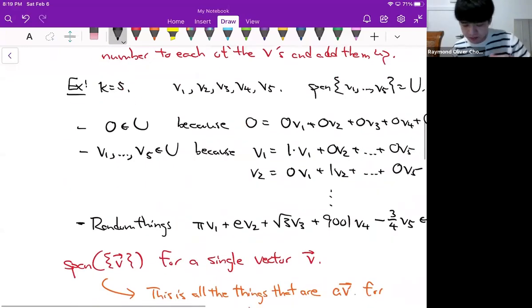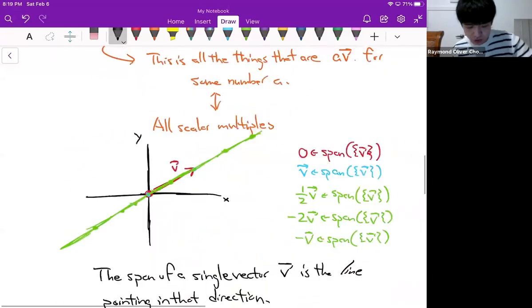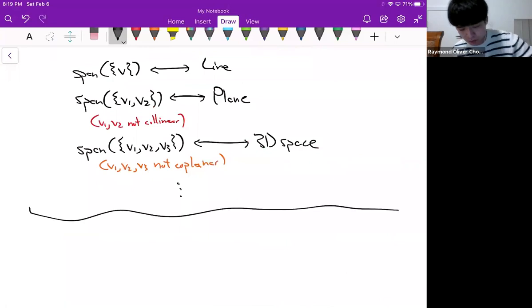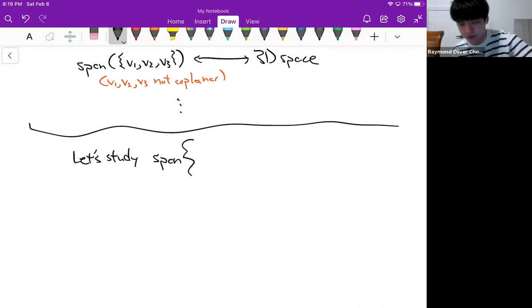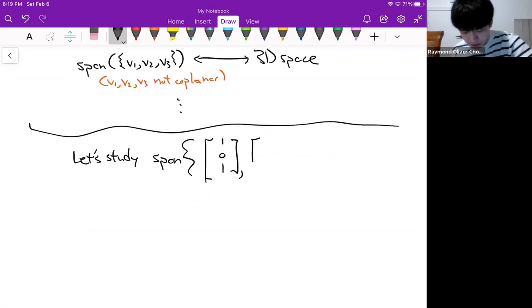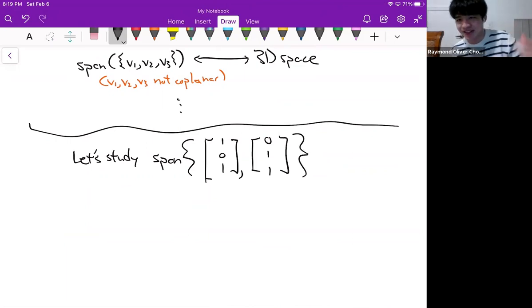Maybe this concept is still a little confusing, so let's do a specific example. So let's study span of, and I'm just going to put two random vectors that I like, right? I'm going to put 1, 0, 1, and I'm going to put 0, 1, 1, right? I tend to use this example a lot, it seems.